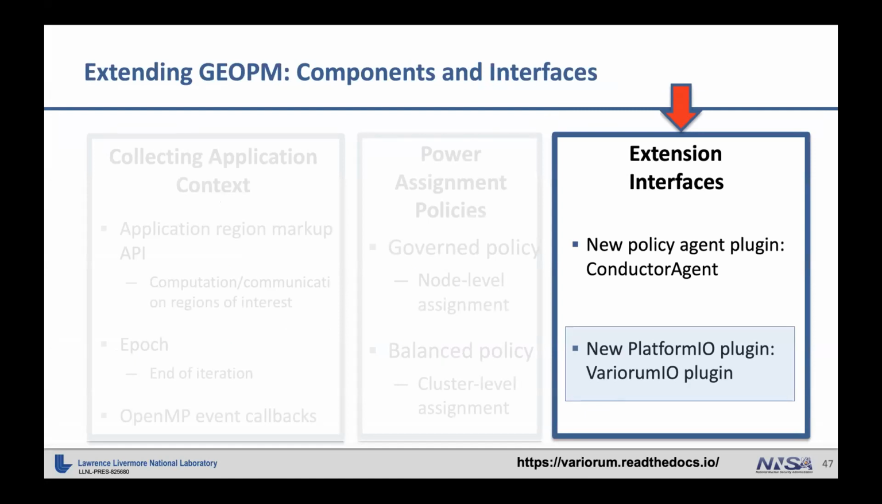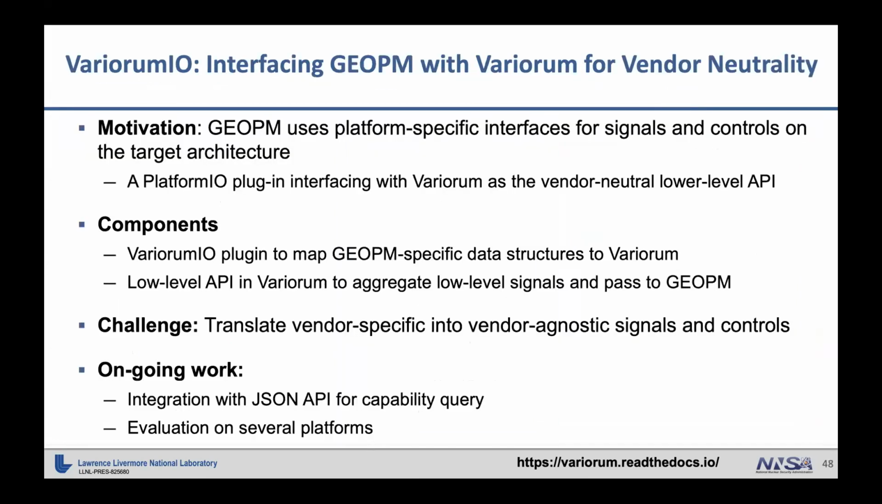So with that, the third contribution is the platform IO plugin for Variorum. I'm not going to go in depth here. The motivation essentially is to use GOPM in a platform agnostic fashion, or vendor neutral fashion. So for this, we primarily targeted static power allocation first as the baseline for prototype.